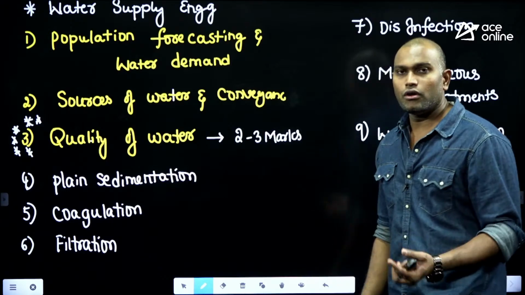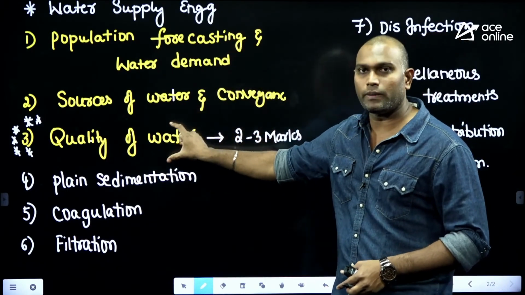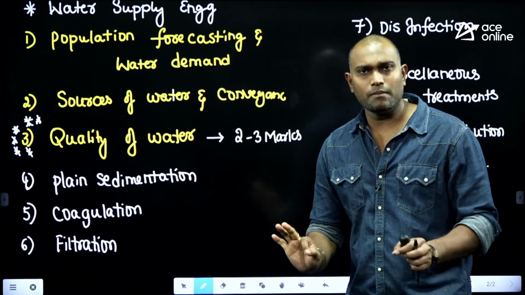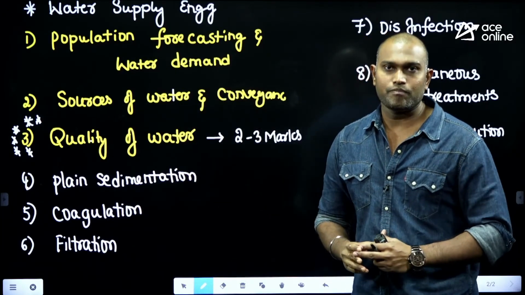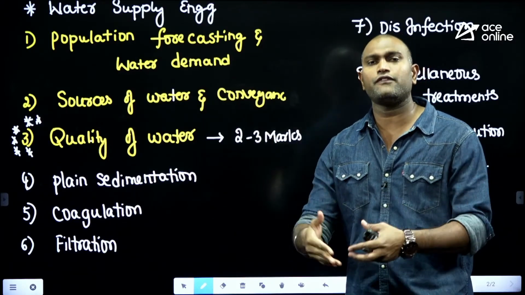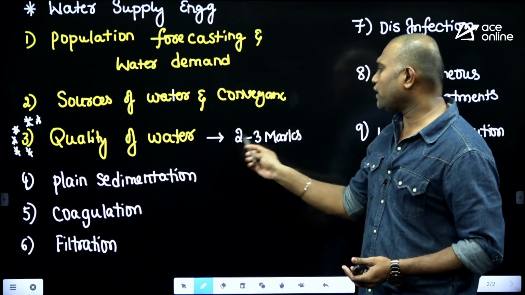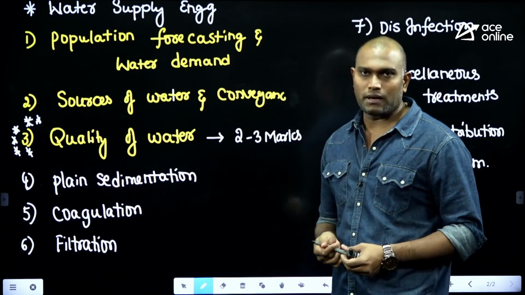Okay. So if you want to get very good marks from water supply engineering, don't skip the topic of quality of water. Very simple and very easy topic. Okay. First let me give this one, and in quality of water, what different types of questions one can expect, that we will see later. So in quality of water, 2 to 3 marks.